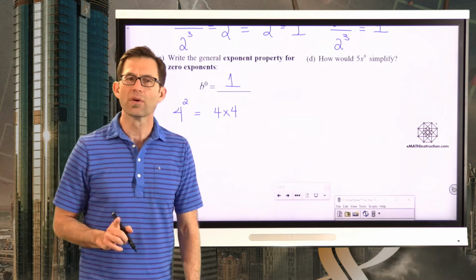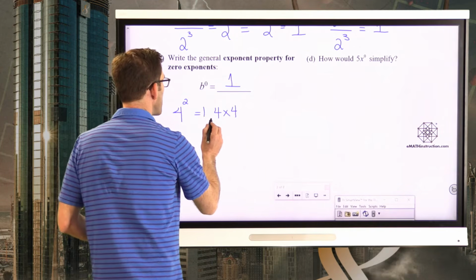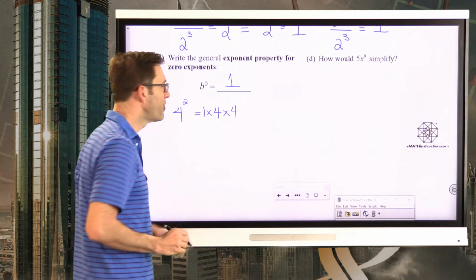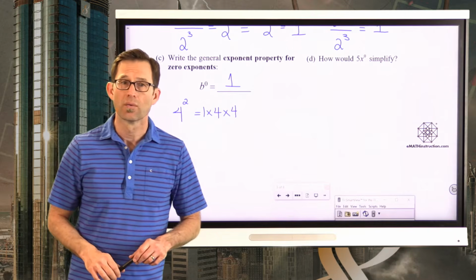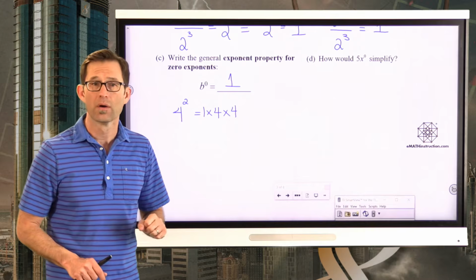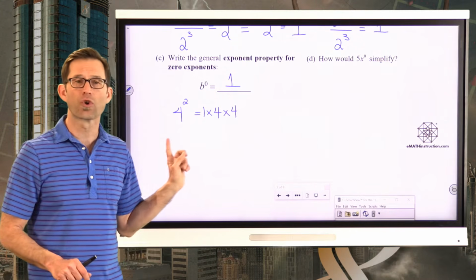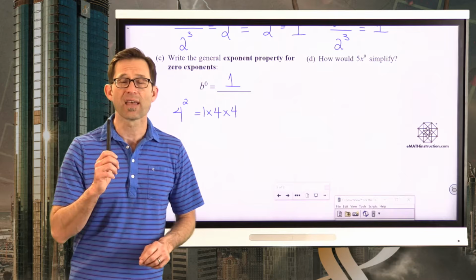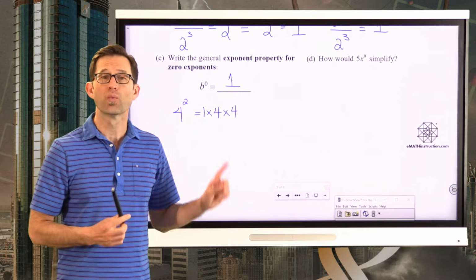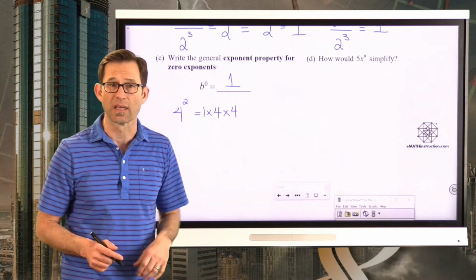But we could also look at that as saying that 4 to the second is the same as multiplying the number 1 by 4 twice, right? So 4 to the second is 1 times 4 times 4, or 4 times 4 times 1. So in other words, we could interpret exponents as how many times we should multiply the number 1 by this base. And of course, that would give us 16.